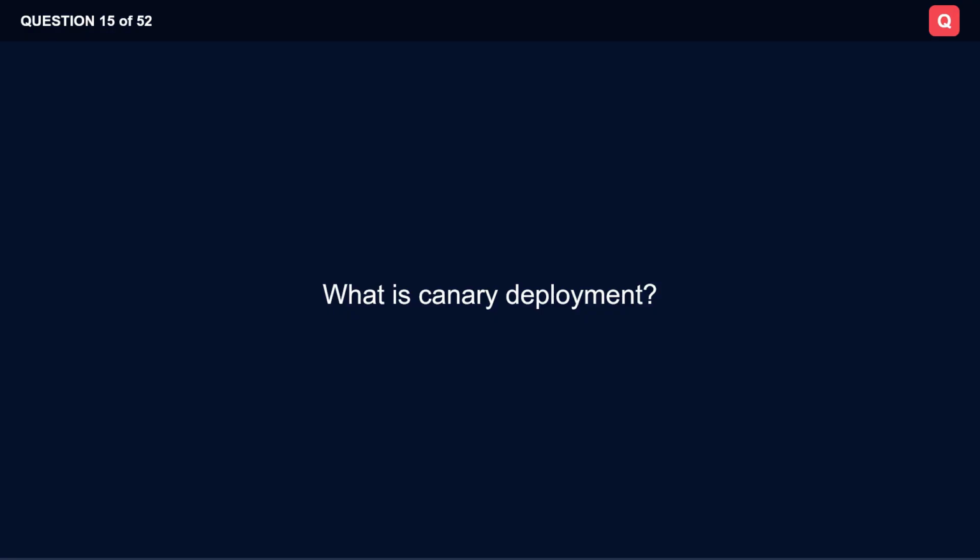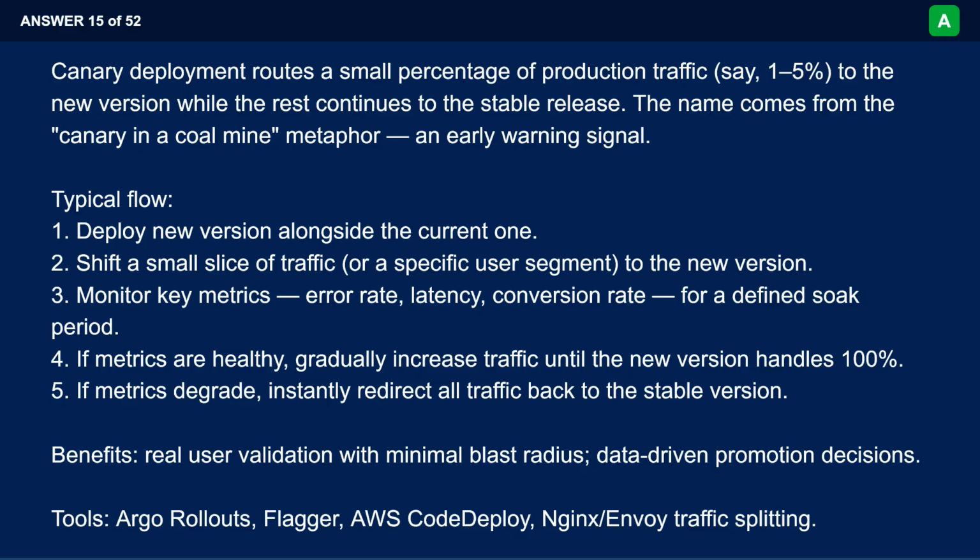What is canary deployment? Canary deployment routes a small percentage of production traffic, say 15%, to the new version while the rest continues to the stable release. The name comes from the canary in a coal mine metaphor, an early warning signal.